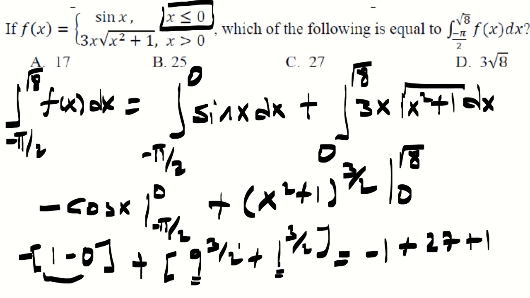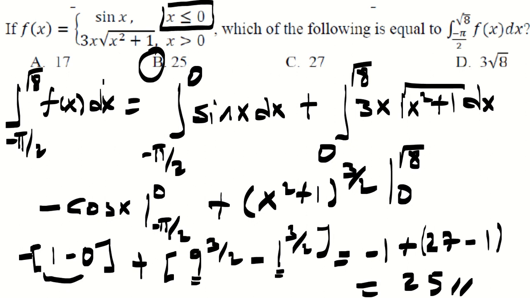Actually it's not plus 1 here, it must be minus 1. Because when you evaluate, first we substitute the upper number and we have got 9 to the power of 3 over 2, then minus, substitute the lower point. The lowest point is 0. When you substitute 0, 0 squared plus 1 is 1, 1 to the power of 3 over 2 is 1. So 27 minus 1 we have to make. Then when you complete, 27 minus 1 is 26, 26 plus negative 1 will be 25. So the answer is found at B.